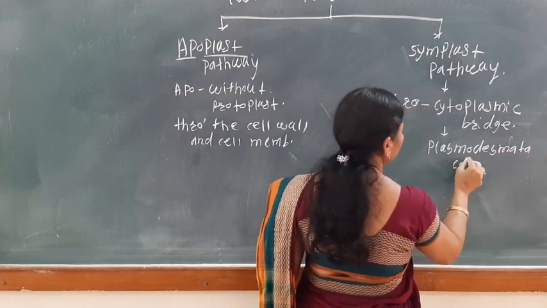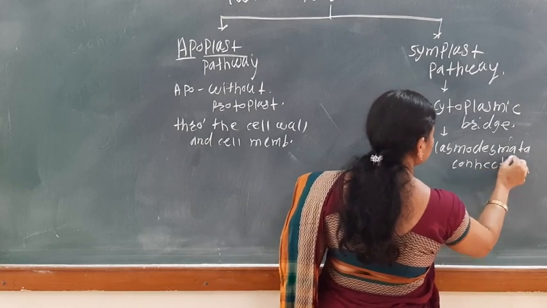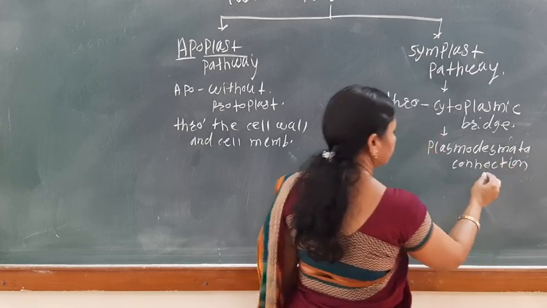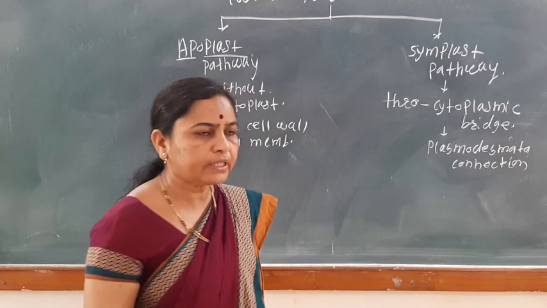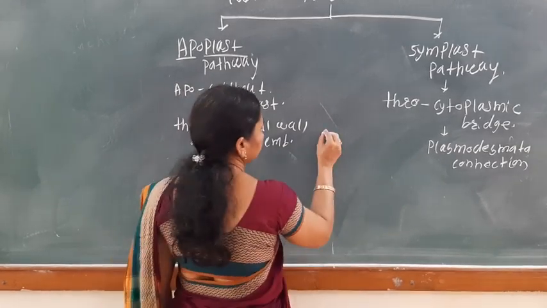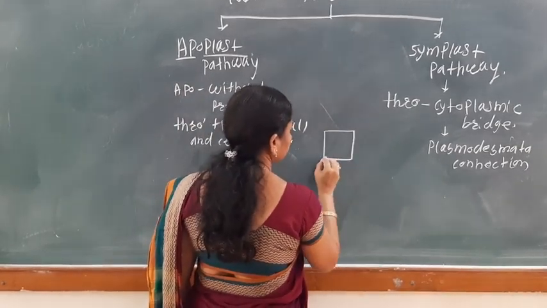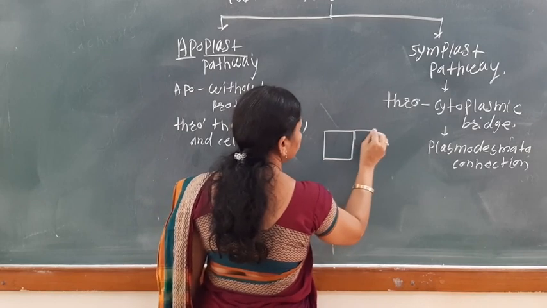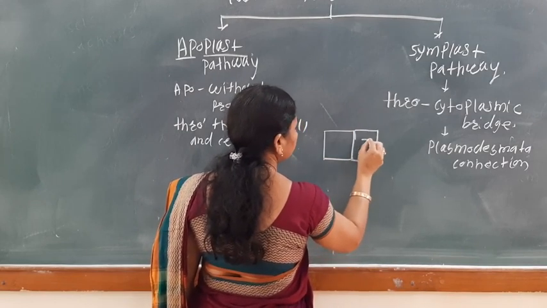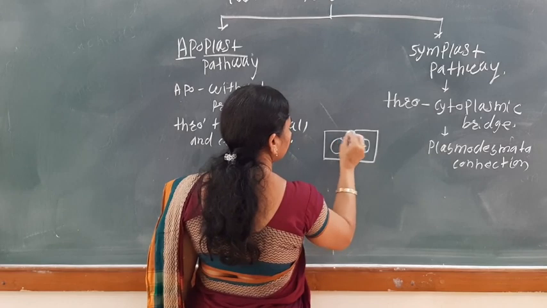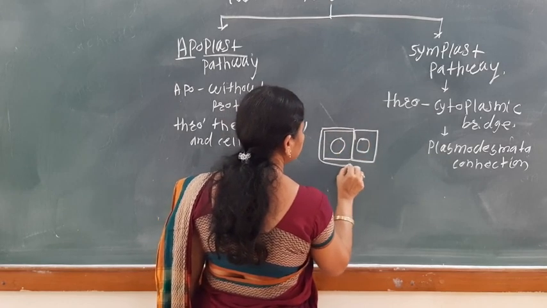So it is the plasmodesmata connection. We have seen this in the theory lecture. Suppose here is one cell, and there is the neighboring cell. Here is the vacuole, and here is the wall of the cell.